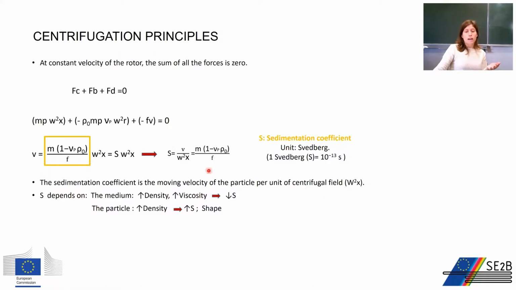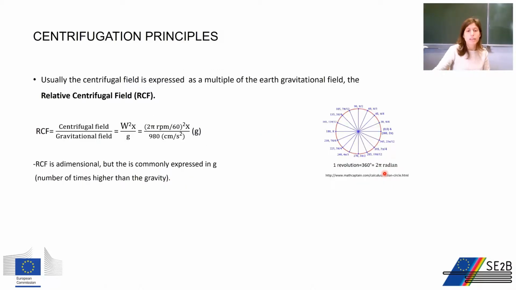Looking at the formula, we can see that the sedimentation coefficient depends on the medium, exactly on the density and the viscosity of the medium, and on the particle, on its density and its shape. So heavier particles will have higher sedimentation coefficients and will sediment faster. Usually the centrifugal field is expressed as a multiple of the earth's gravitational field, the relative centrifugal field. The RCF is dimensionless, but it's commonly expressed in G's, that is, the number of times higher than gravity.